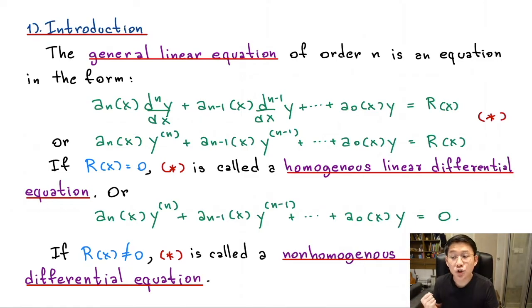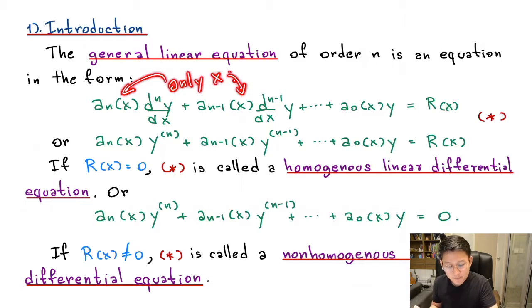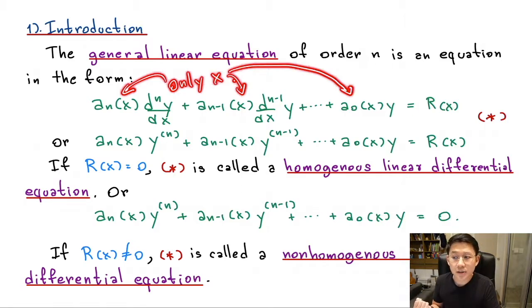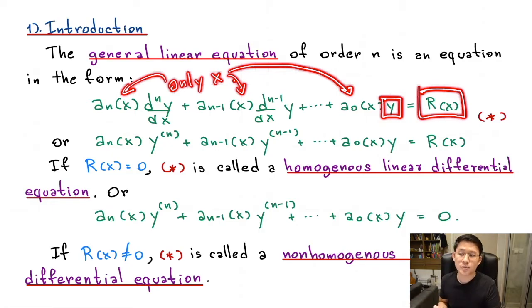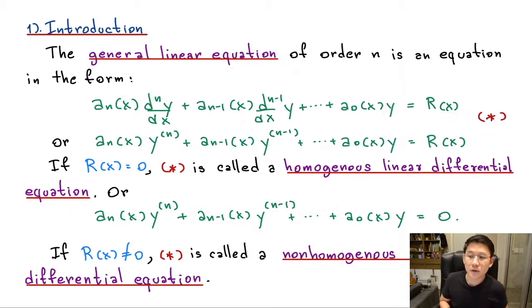So there is no y in the coefficients, it's only x. If the coefficient of each term has no y, there's only one y here, and the rest are just functions of x, and on the right hand side there's no y as well, we call this equation a linear equation of nth order, when n is the highest order of the derivatives.